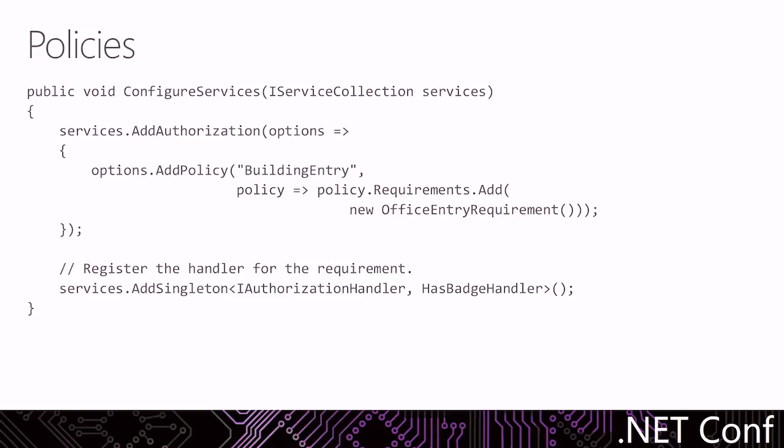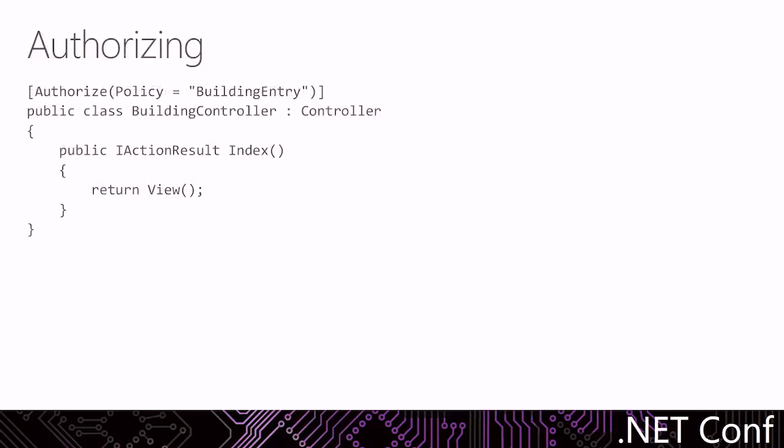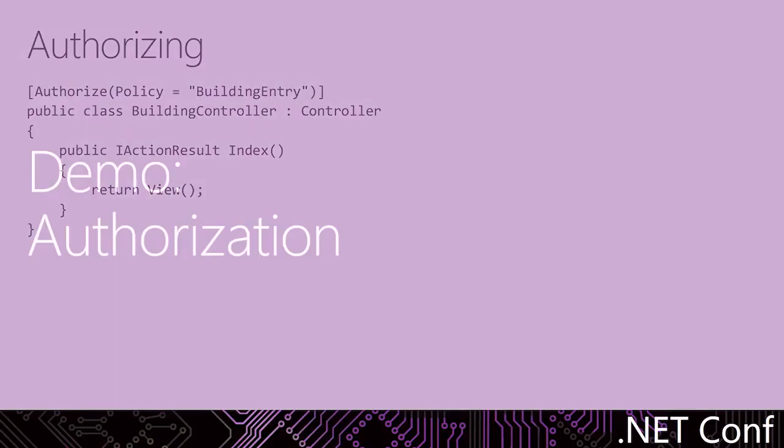Now here I have the policy name as a string. To be honest, if you want my advice, you put a static class in the root of your application, and then you have public const strings for each of your names. So then you're just using that constant value, both when you're creating your policy and when you're trying to apply it. And let's talk about how we apply it. Well, we're back to our authorize attribute again, and we're just specifying the policy in our parameters. So our building entry requirement has now been applied to our building controller.